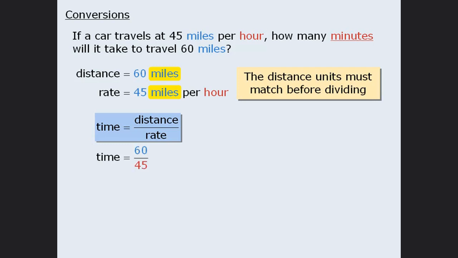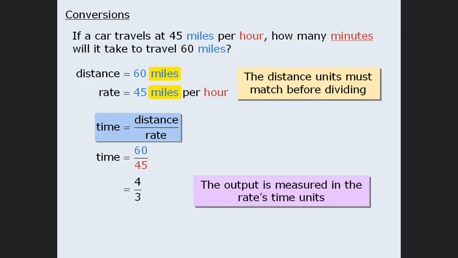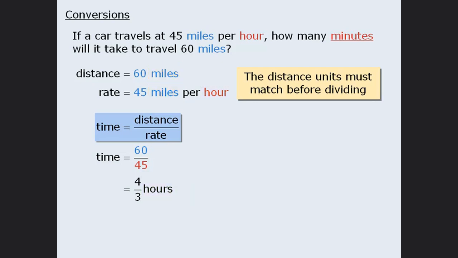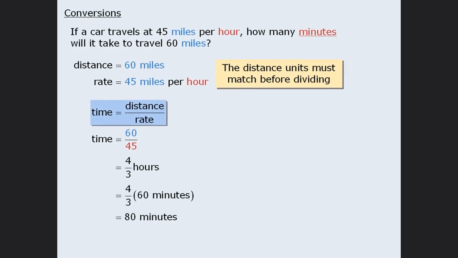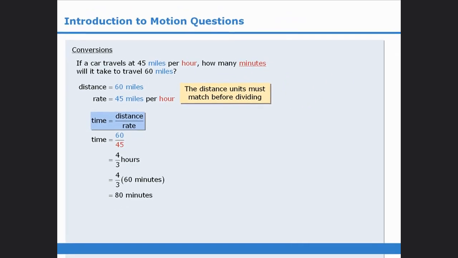So we can determine the time by dividing 60 by 45, which simplifies to be 4/3. Now when we apply the time formula, we know that the output is measured in the time units found in the rate. Since the rate uses hours as its time unit, the resulting time will be in hours. From here we must convert 4/3 hours into minutes. To do this, we can replace 1 hour with 60 minutes, and now 4/3 of 60 minutes is equal to 80 minutes. So it will take the car 80 minutes to travel 60 miles.